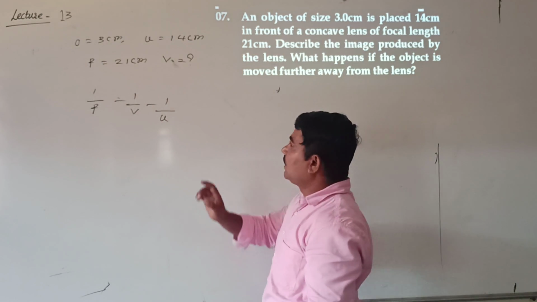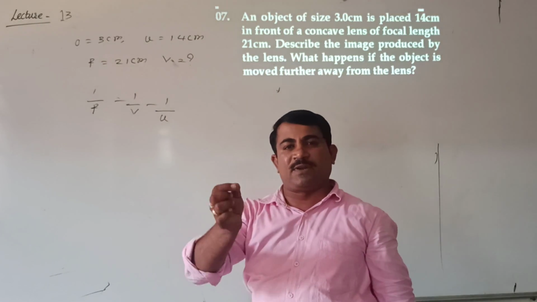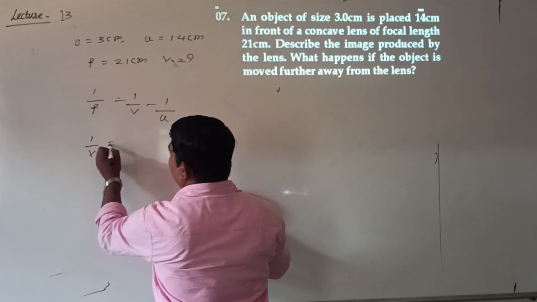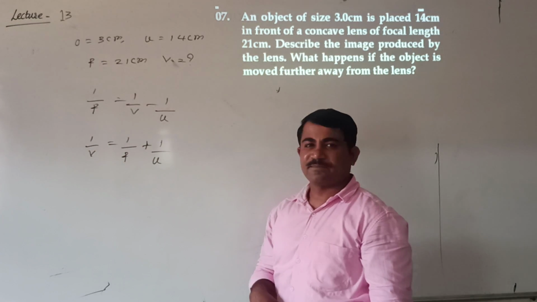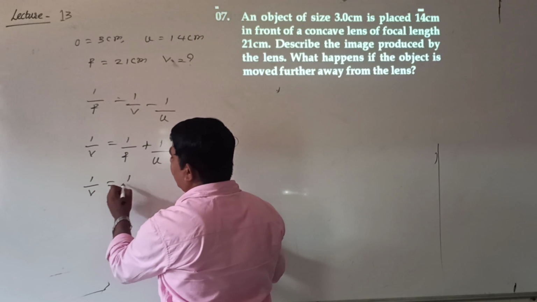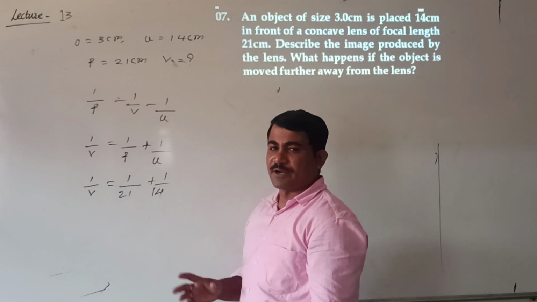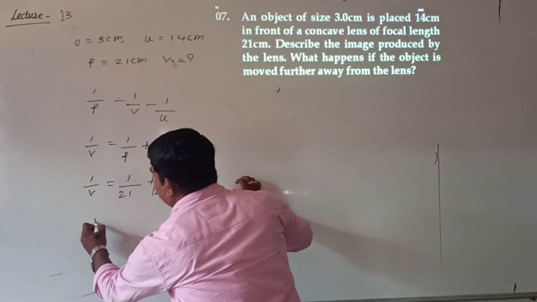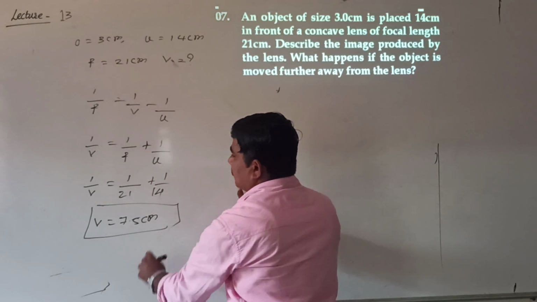This is because for a concave lens the object acts as virtual and the image acts as real. So 1 divided by V is equal to 1 divided by F plus 1 divided by U. Solve this. F is given, U is given: 1 by V is equal to 1 divided by F, which is 21, plus U, which is 14. Try to solve it. Then around what value are we getting? Nearly V is equal to 7.5 centimeter. This is the image distance.